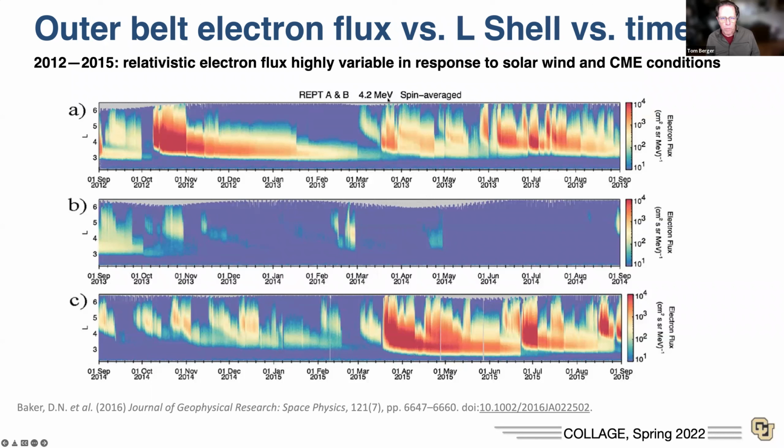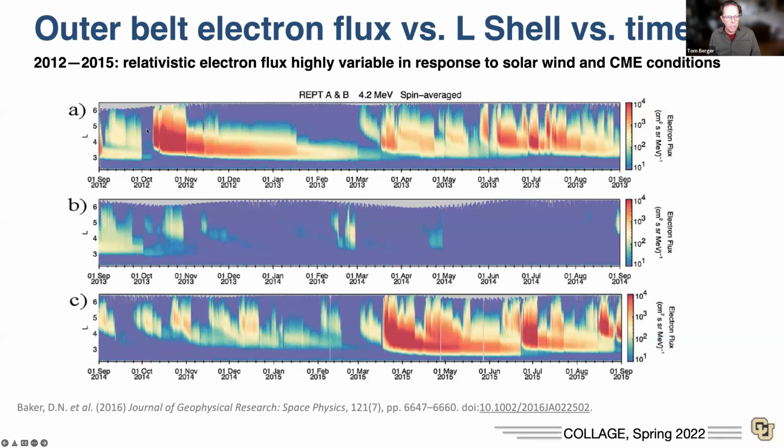These electrons are 4.2 MeV, so they're highly relativistic. That'll, for instance, go straight through any MLI coating on a spacecraft. It'll go straight through thin aluminum shielding and bury itself in your electronics. And you can see here that there are these occasions where there's big dropouts of the flux, followed by strong flux enhancements across many L shells.